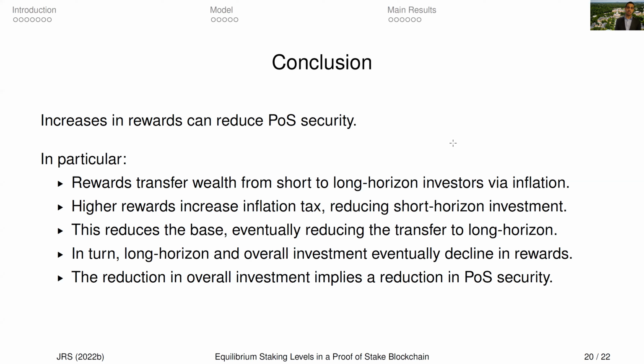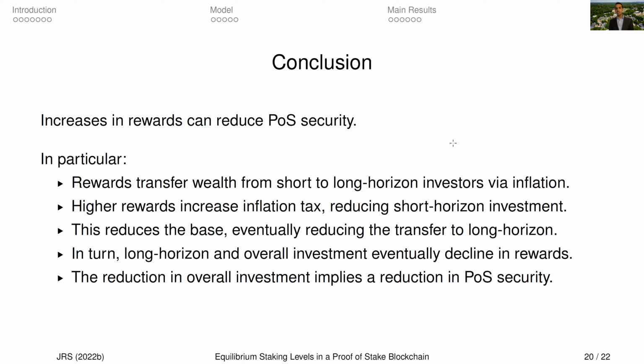Now, why is that? Well, this is the substance of the paper, and so broken down, the first point is that rewards are a transfer of wealth from short to long horizon investors. It's an inflationary transfer. You're just creating new coins and giving them to some people. That's not new production. That is a transfer of wealth. And you have to then think about who you're hurting in that transfer. Who you're hurting is the short horizon investors, because you're increasing the inflation tax upon them. And so you're going to reduce short horizon investment. And you may think that long horizon investment could compensate for that, because they're the ones receiving this, let's call it, inflation tax revenue.